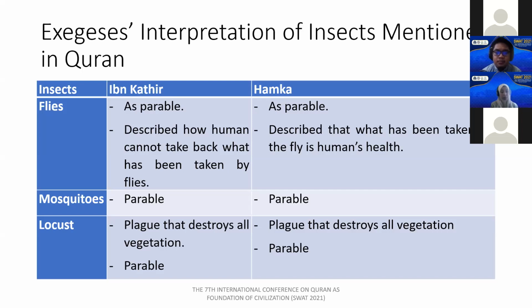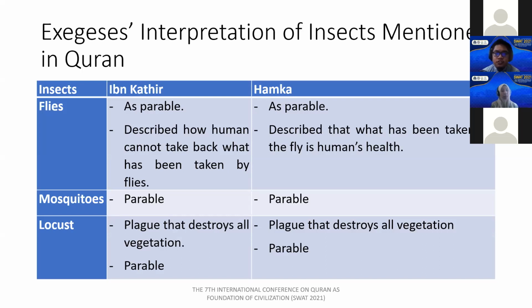Ibn Qasir interprets this literally, which is that humans cannot take back what has been taken by a fly, like food and so on. But Hamka described that what has been taken by the fly is actually human health, which is very logical if you think about it, because flies are also a vector for many kinds of disease and illness.